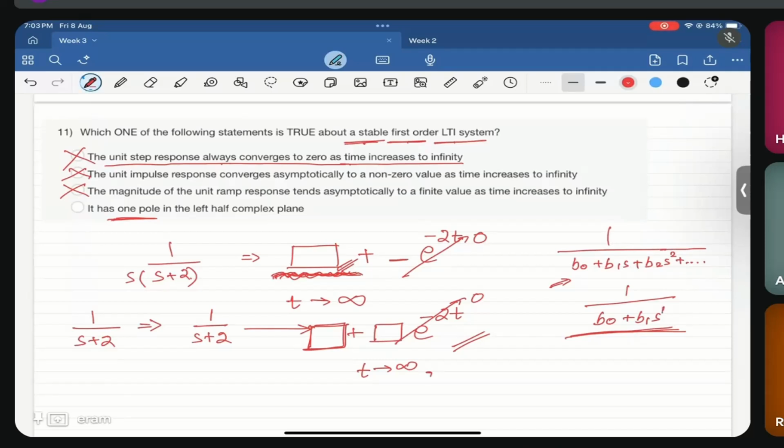And now it is saying that it is stable. Stable means its pole will be in the left half plane. So which option is correct? It will have only one pole because it is first order, and since the system is stable, that pole will always lie in the LHP. Any doubt, anyone?